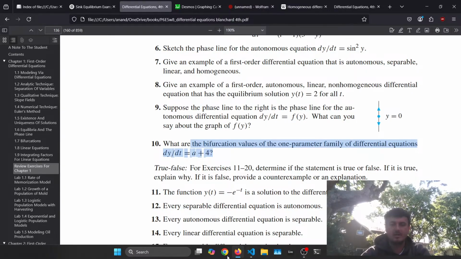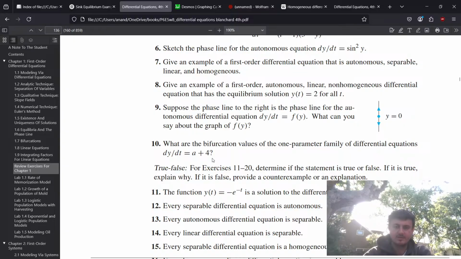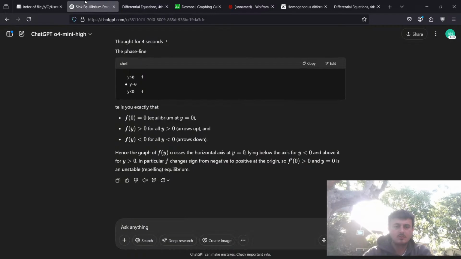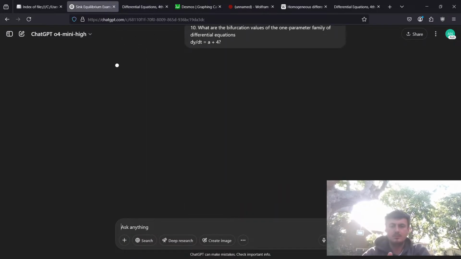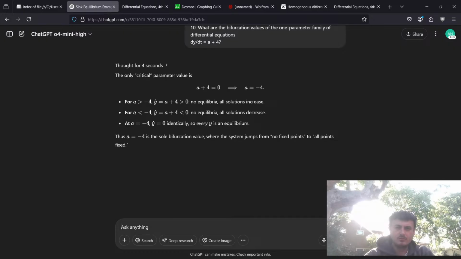It's got to be a. Well, actually, you know what? This might be a trick question. I think it's just a equals -4. I think it's the obvious thing. Yeah, for a greater than -4, solutions increase and then they decrease.